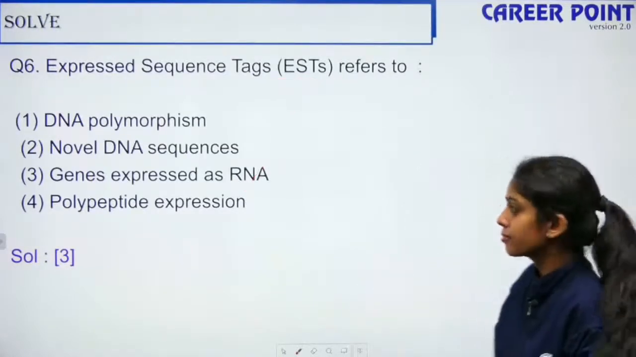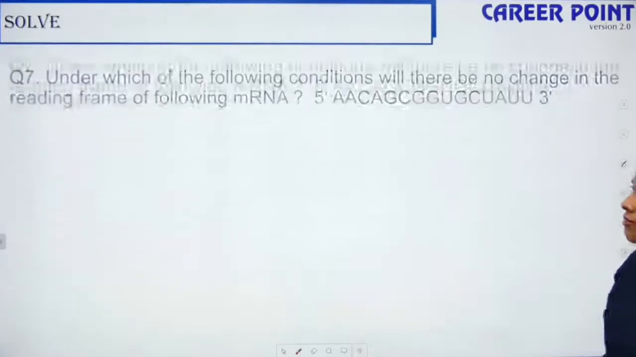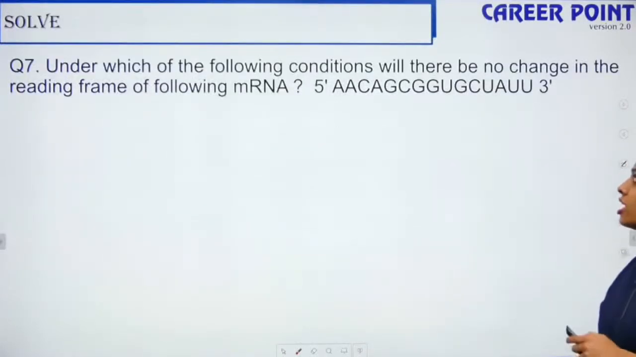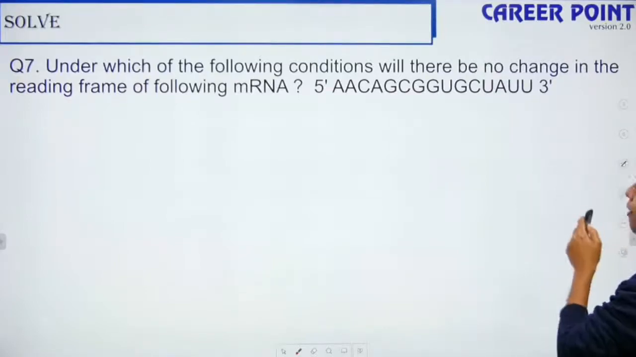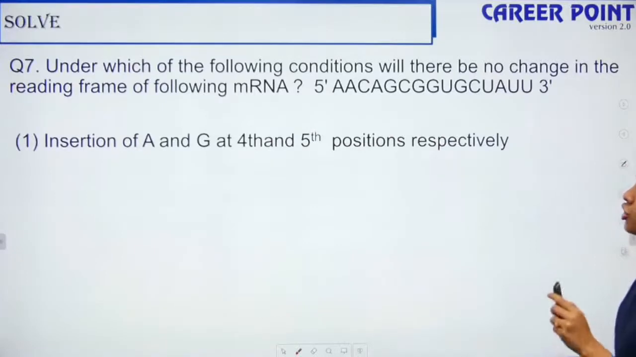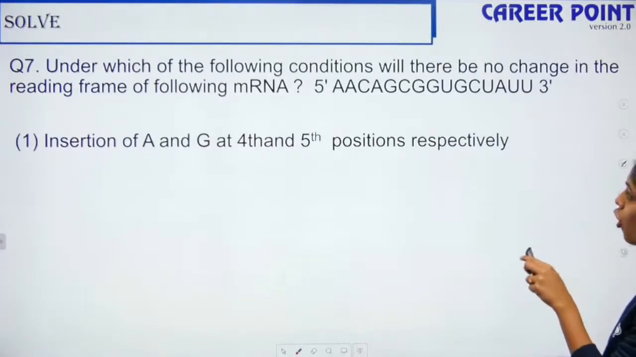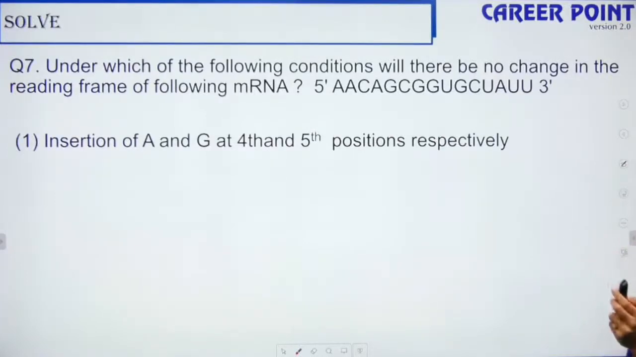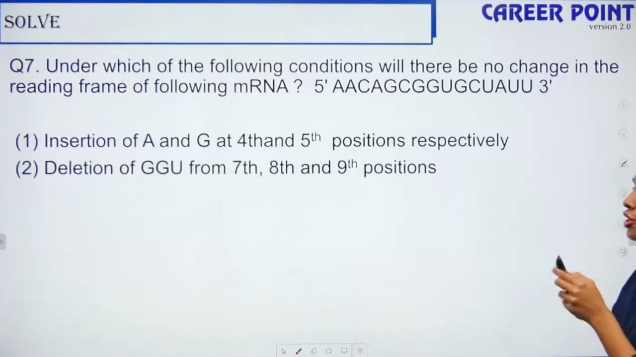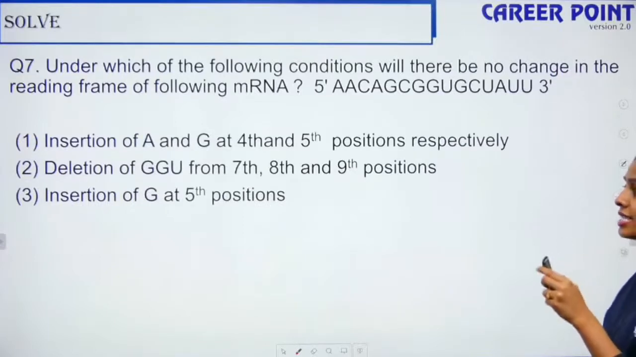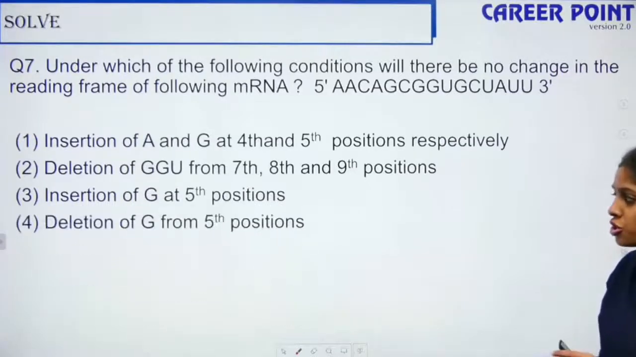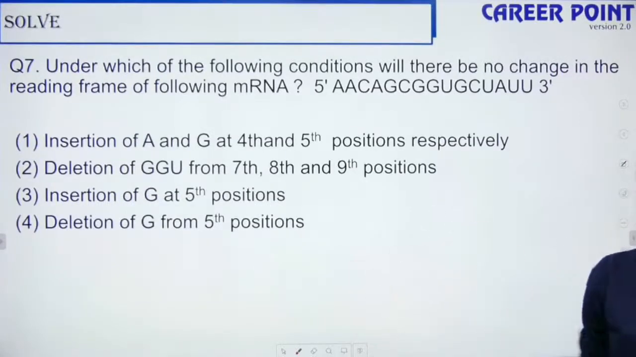Alright, question number 7. Under which of the following conditions will there be no change in the reading frame of the following mRNA? It is from 5' to 3'. Insertion of A and G at the 4th and the 5th positions respectively. Deletion of GGU from 7th, 8th, 9th position. Insertion of G at the 5th position, deletion of G from the 5th position.